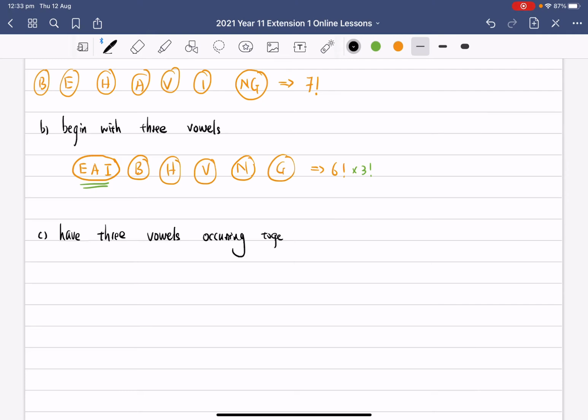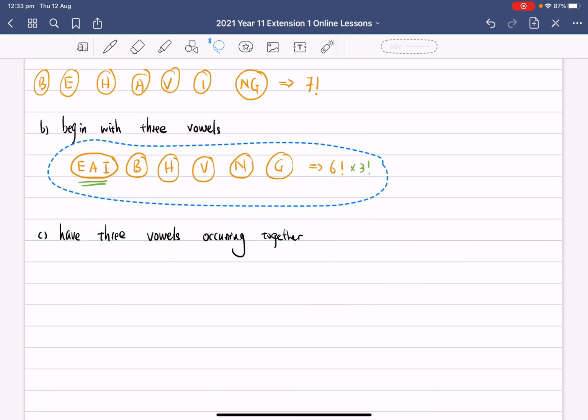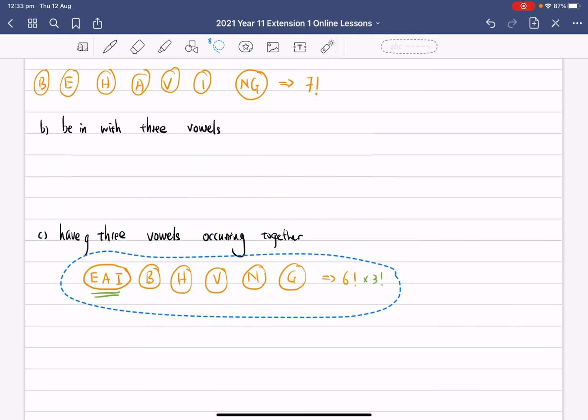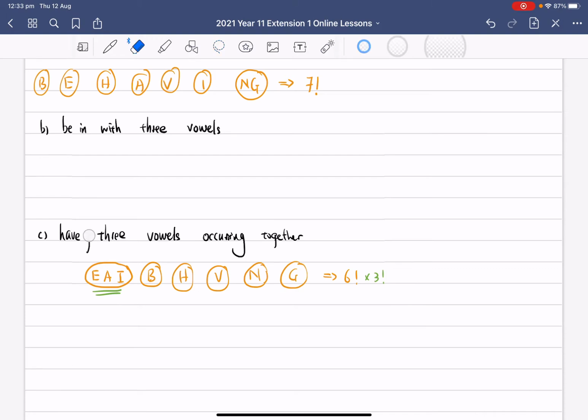Okay, so I guess what I did previously is I did this question with three vowels occurring together. For the second question, part B, beginning with three vowels, I think the beginning letter has to be one of the three vowels. It's pretty difficult when I didn't read the question carefully. All right, so this is what we need to do for the third part of the question.